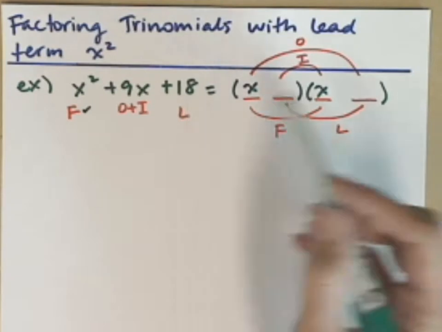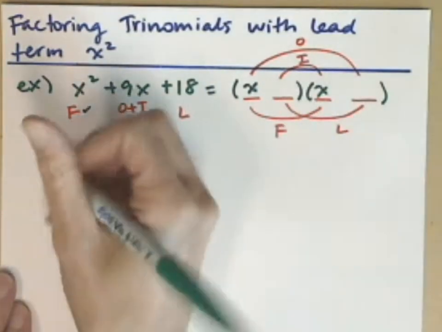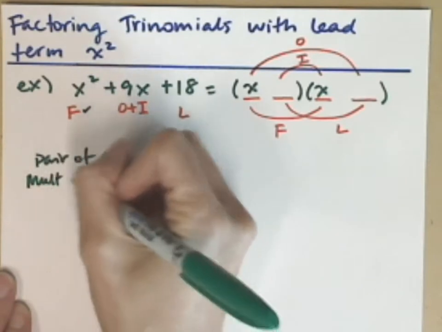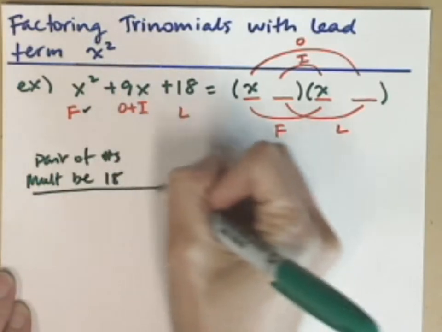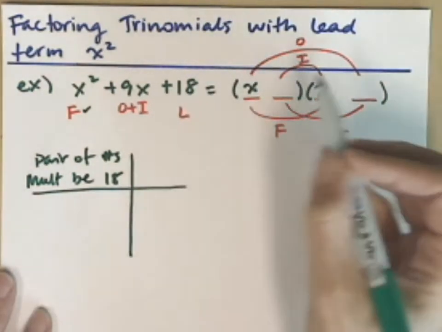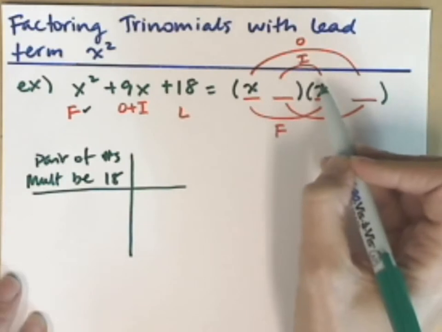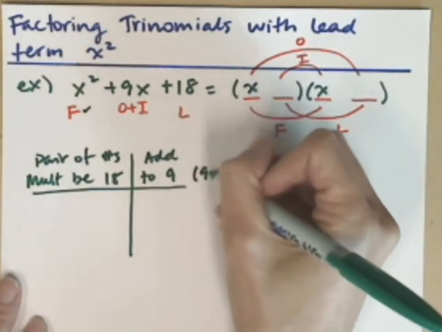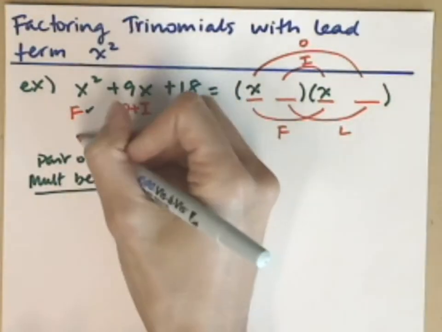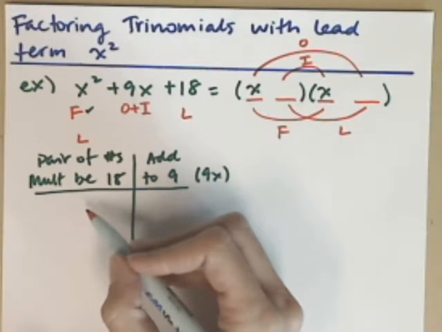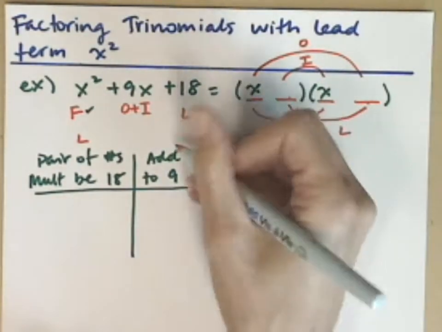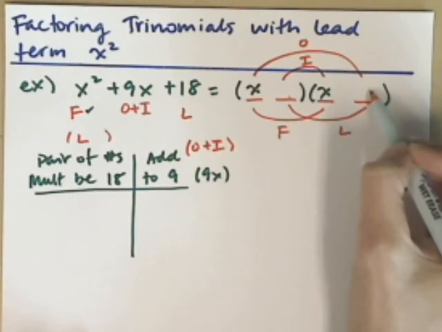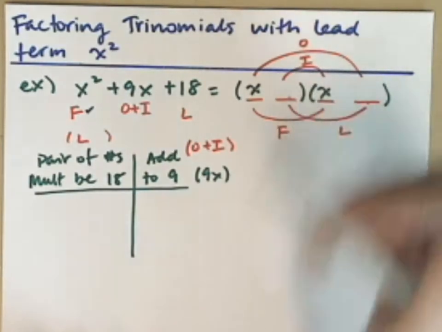Next I look at the 18. So what I need are two numbers here that multiply to be 18. But those two numbers are also going to give me the outer and inner terms' coefficients. So I need that same pair of numbers to add up to be 9, and that's for the 9x. Comparing this to FOIL, I need the last term to be 18, so this times this is 18, and the outer plus inner is going to have this number as a coefficient plus this number as a coefficient. So I want those to add to 9.